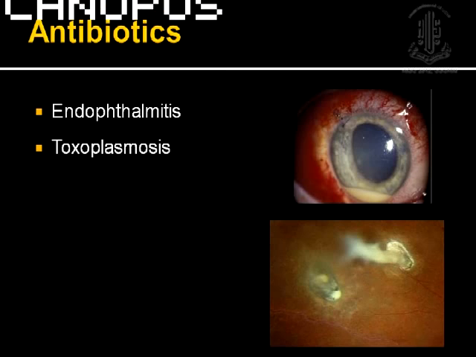The next set of drugs are antibiotics, usually for endophthalmitis and toxoplasmosis. Endophthalmitis is recurrent, and there's another lecture going on in the other hall, so I won't be dealing with that. Going on to toxoplasmosis.